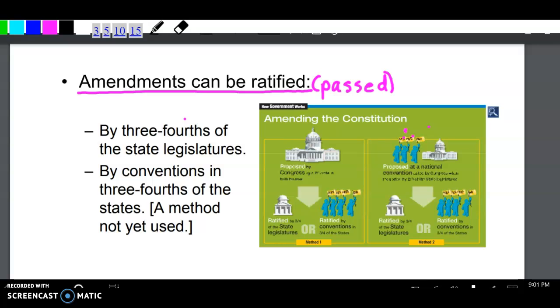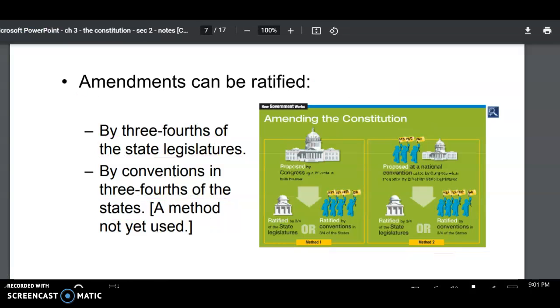So how can these amendments be ratified? Well, 3/4 of the state legislators. If 3/4 of the state representatives vote that the amendment be ratified or passed, then it's passed. Another way is conventions in 3/4 of the states. So 3/4 of the states hold a convention, and it can be passed there. Note that this method has not been used yet. So here it shows method 1 and method 2 for ways that amendments can be ratified, how the Constitution lays out that they can be ratified.